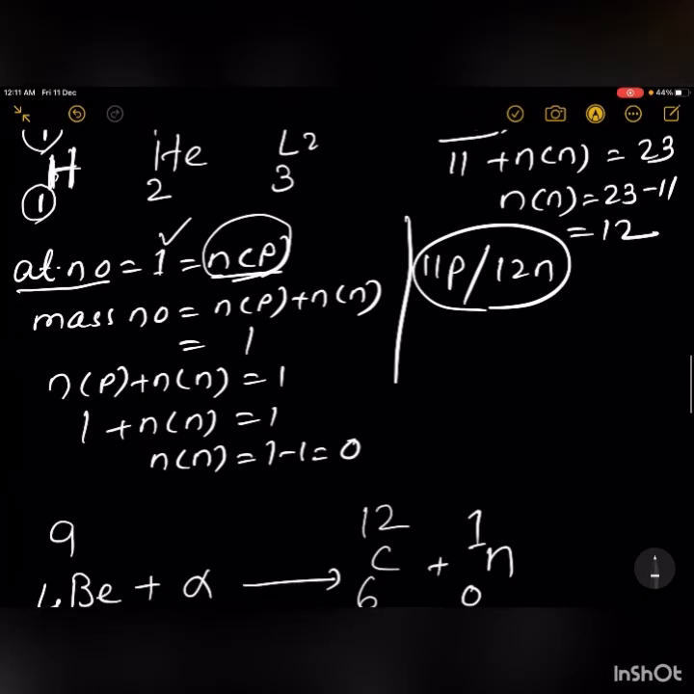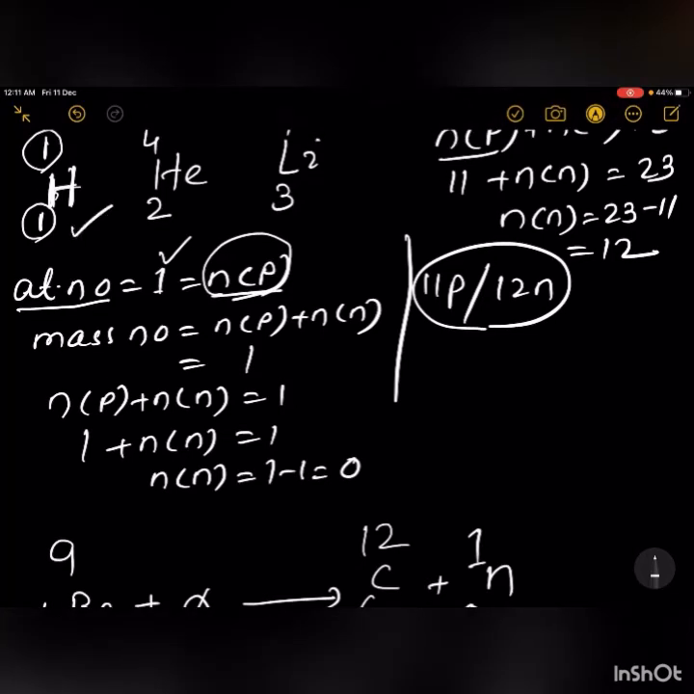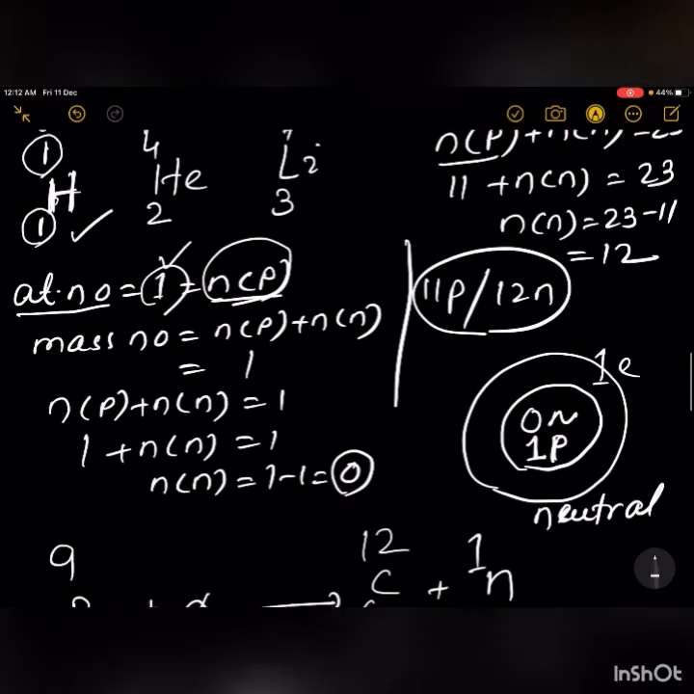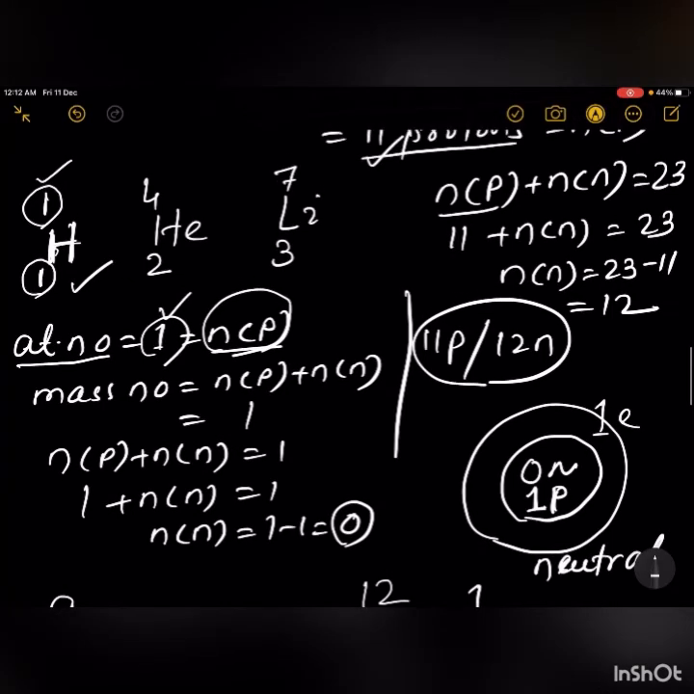So in a hydrogen atom there is 0 neutron, meaning no neutron inside the nucleus, and the number of protons is equal to 1. So it has 1 proton in its nucleus. As there is 1 proton, 1 electron should be present outside the nucleus because the atom is neutral.